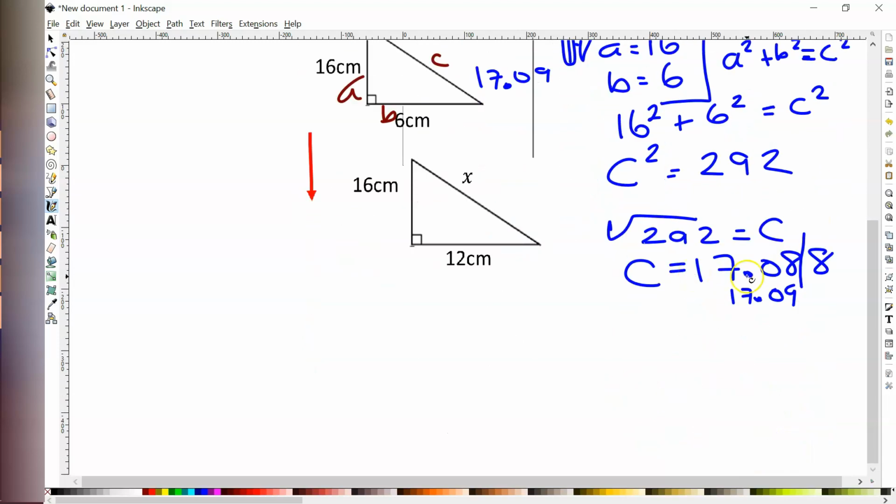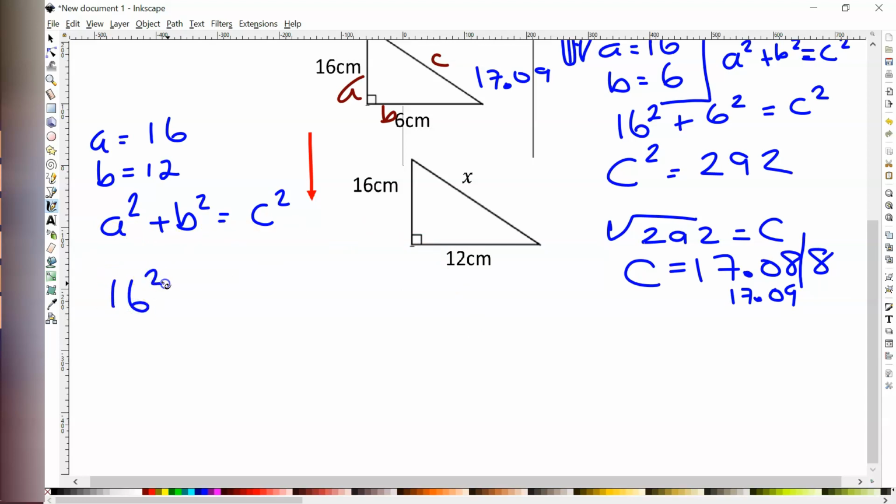Okay, and the last one, last but not least, we have A squared plus B squared equals C squared. I'm just going to write down here A equals 16, B equals 12. I should write 12 centimeters, but for the sake of efficiency, I am speeding through this very quickly. So let's plug these numbers into our calculator. Let's substitute them. So 16 squared plus 12 squared equals C squared.